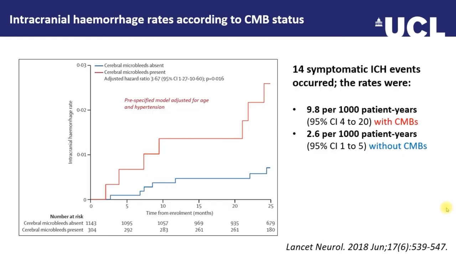And going on to the results, the rate of intracranial hemorrhage was low. We only had 14 symptomatic events. And with regard to the primary hypothesis that microbleeds might be related to intracranial hemorrhage risk, we did indeed find that in our adjusted model, the adjusted hazard ratio for microbleed presence was 3.67 compared to those without cerebral microbleeds, and that was in a pre-specified adjusted model.